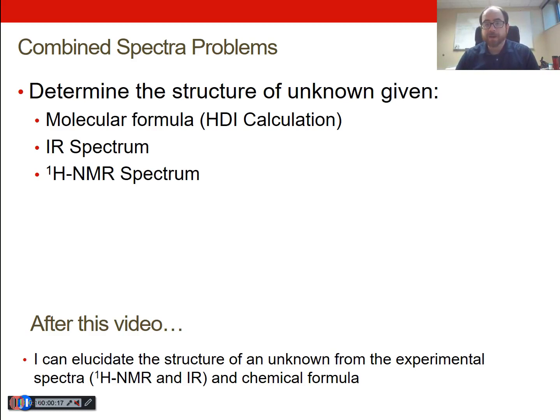The information that we're provided is the molecular formula, a copy of the IR spectrum, and a copy of the proton NMR spectrum. From all of this information, I can piece together various different portions of my molecule, put that all together, and determine the overall structure of my unknown.